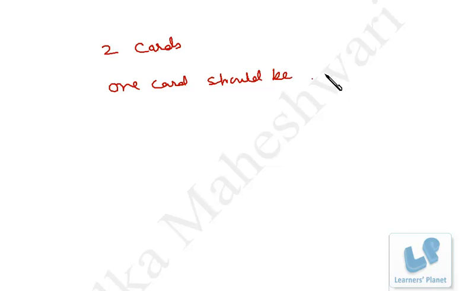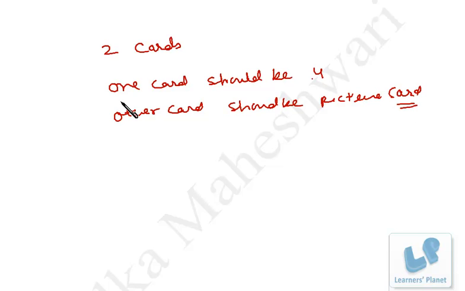Now further, I just take another example. Now I am drawing 2 cards, right? First of all I draw one card, then once again I draw other card, right? And one card should be maybe 4 and the other card should be a picture card.